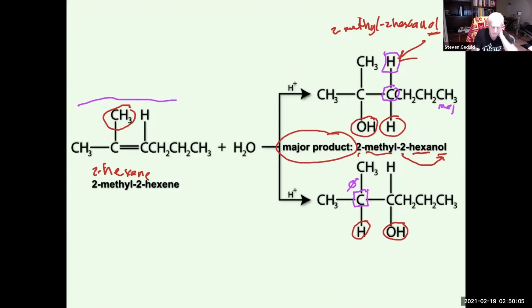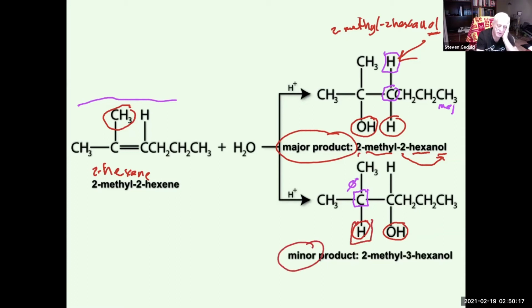And the bottom one is going to be the exact same thing, except it's going to be 2-methyl-3-hexanol. There's an OH group at the number 3 position. And that is your minor product, because the carbon where there's hydrogen here on this one does not have any hydrogens except for what we added. So that's going to be our minor product.